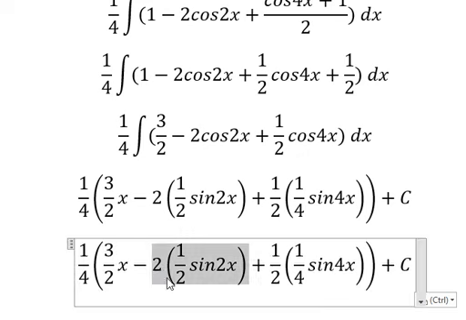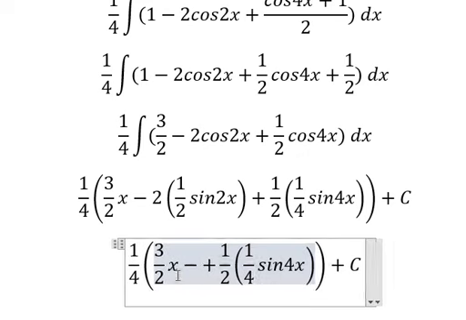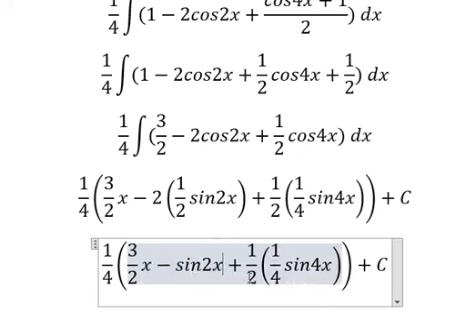This one, we simplify the number 2. Number 2 and number 4, we have number 8.